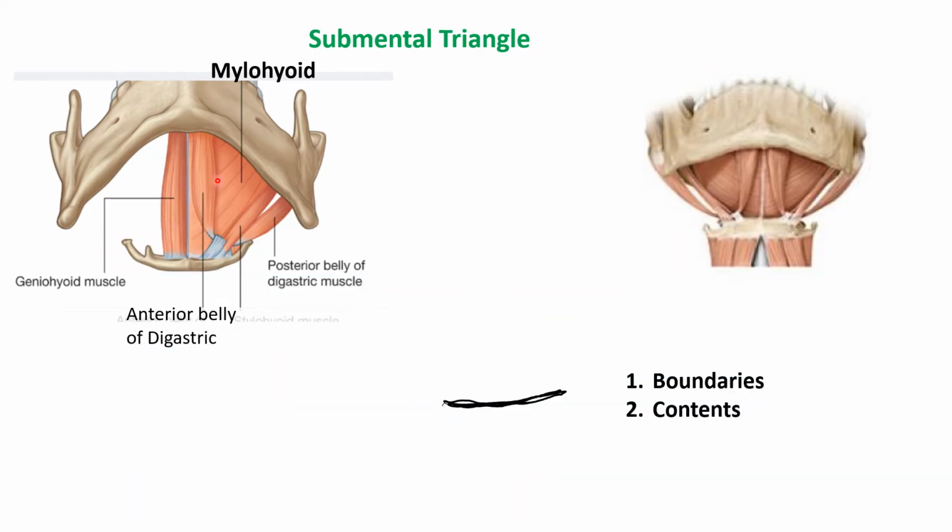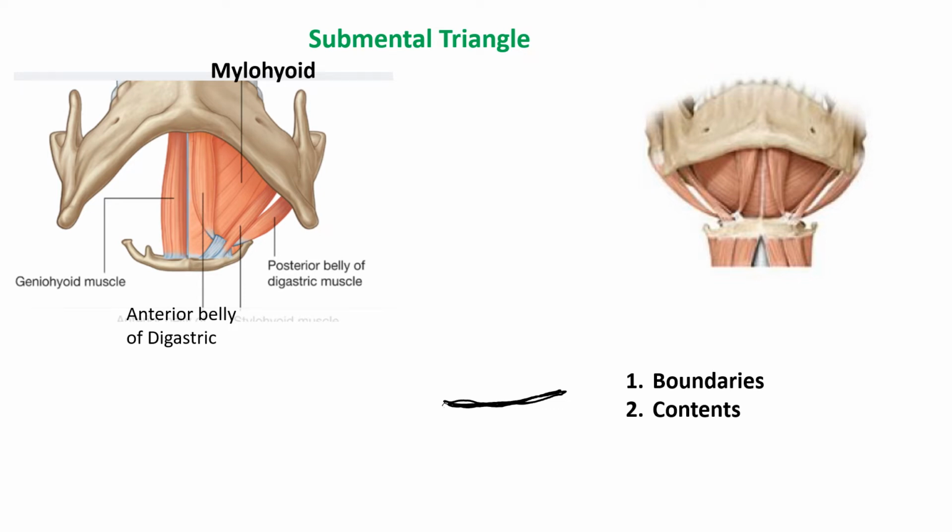So the mylohyoid muscle is attached to the mylohyoid line. Then the fibers which are radiating out, most of it, the anterior 3/4 of these fibers, form a fibrous raphe with the fibers of its opposite side. So this is the fibrous raphe which is formed by the fibers with the fibers of the opposite side. And the posterior 1/4 of it gets attached to the body of the hyoid bone. So this is the mylohyoid muscle.